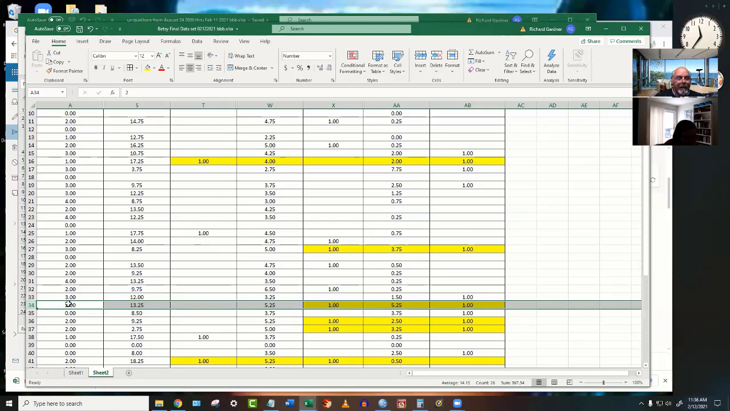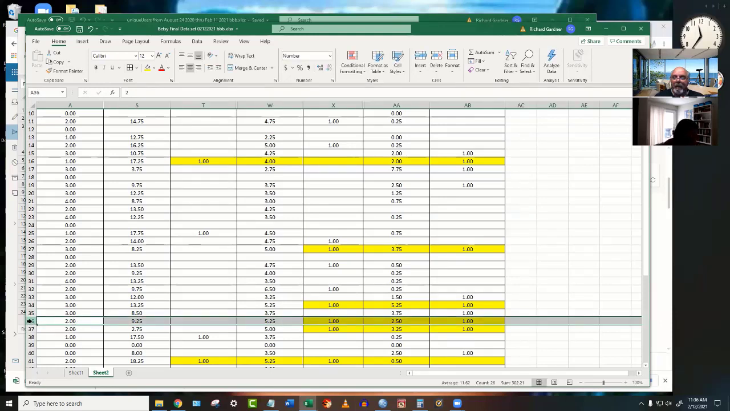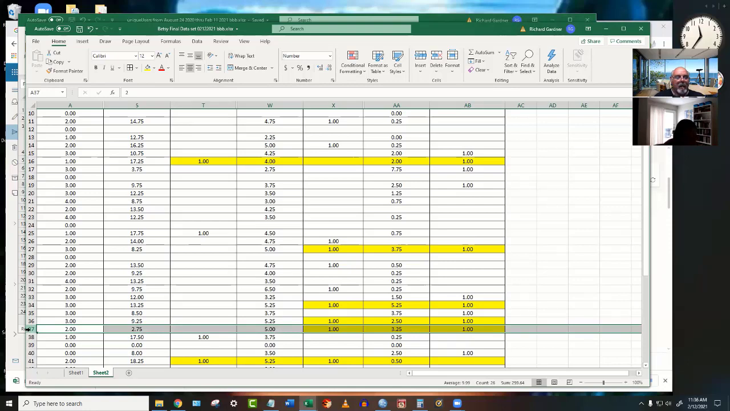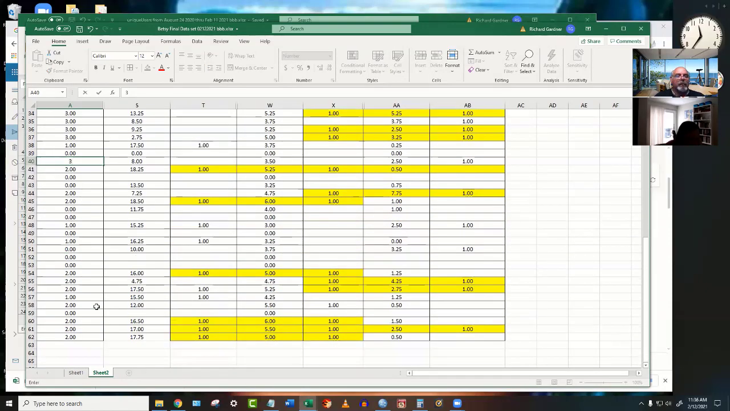Three. Lucky three. This guy looks like a three to me. Yeah. This guy is a two and a three. Three. Three it is. This guy is a two or three again. Three. Lucky three. This guy is a one, obviously. Ain't nothing here. This guy is a three. This guy is a one and a two.